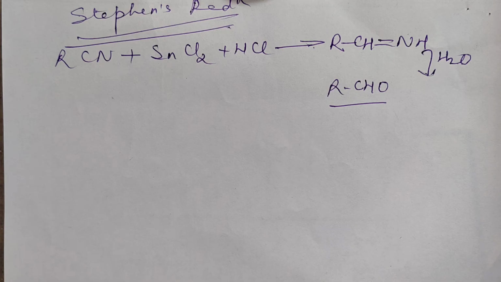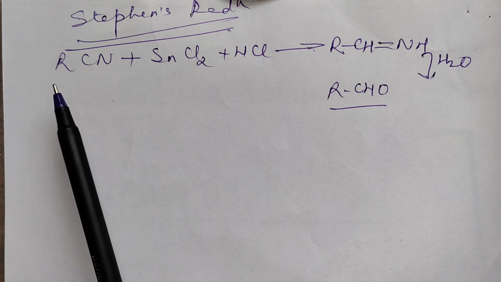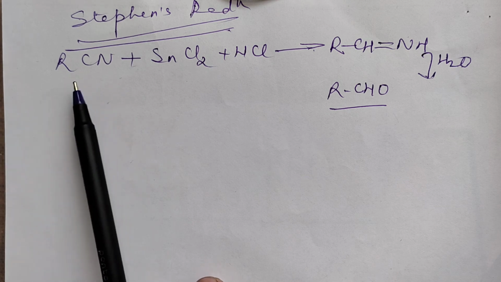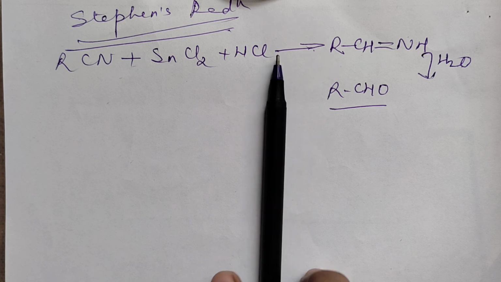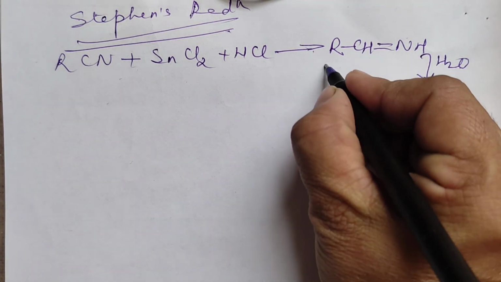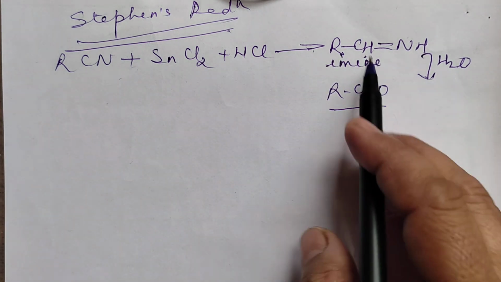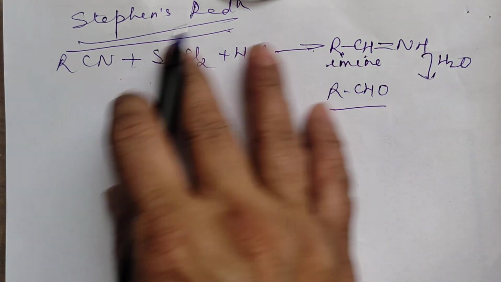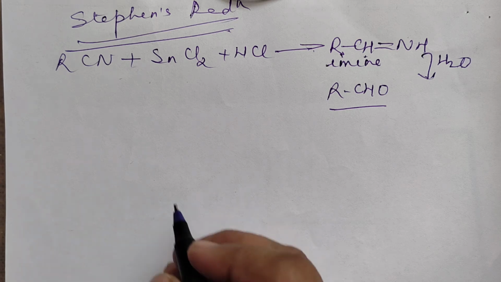The next reaction which we are taking is Stephen's reduction reaction. It's also quite important. All name reactions are actually very, very important. Now in this what happens is you're taking cyanide, SnCl2, HCl, and you get this as the intermediate product. This is called an imine, and you carry out hydrolysis. On hydrolysis you get aldehyde. This is the reaction you will find in NCERT. Okay, now let us see how this reaction occurs by talking about its mechanism.